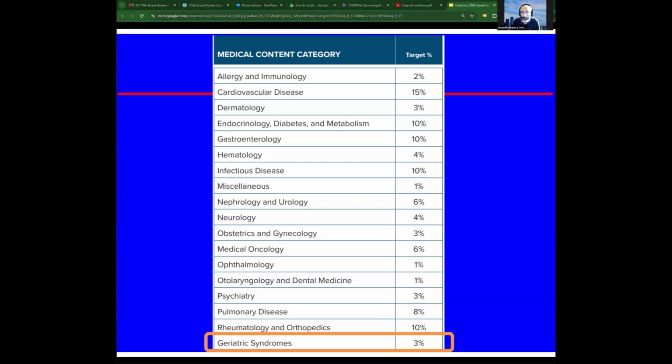Now, geriatrics represents about 3% of the test. I will call out that this doesn't mean that 3% of the questions are solely focused on geriatrics, but that it is one of the primary points of a particular question in about 3% of the test. You can also see that by far the heaviest covered topic is cardiovascular disease, which is why we've already had a number of talks that have touched on it, and we have several other cardiology and cardiovascular focused talks in the days ahead.